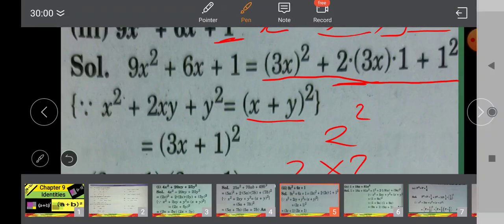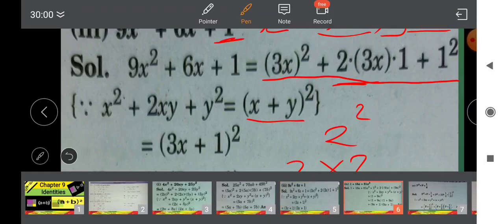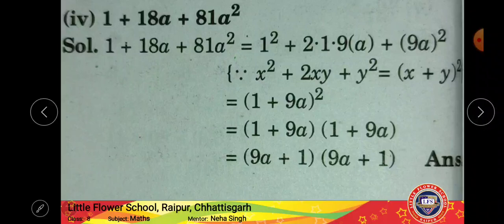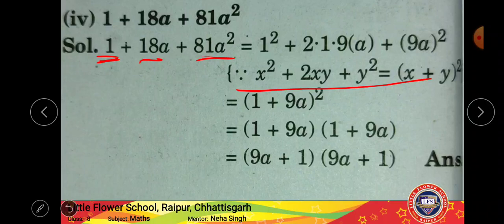Okay, so like this. Now the fourth question. This one I will write as 1 square. And this I'll leave, and 81a square means 9a whole square. So what will it be? Again it has been converted in the form x square plus 2xy plus y square, right? x plus y whole square.